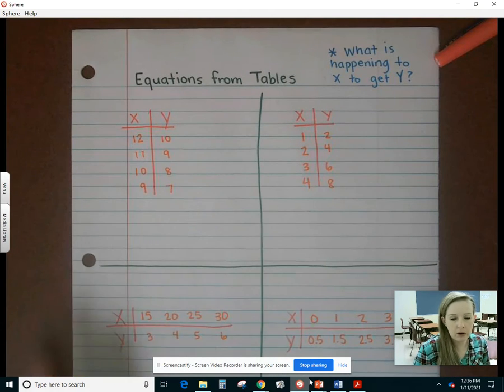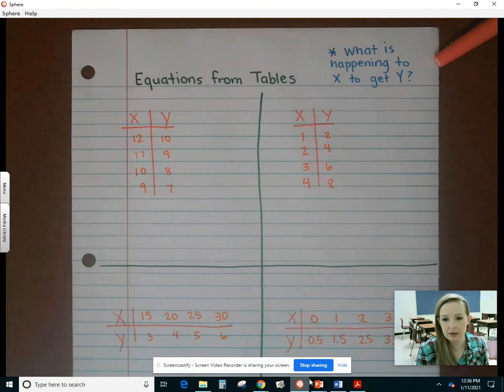Okay, so today we are talking about equations from tables, which means you're going to be given a table and you're going to be asked to write an equation to represent what's happening in the table. So if you remember, we've been talking about these types of tables in our x and our y, and you'll remember that your x is your independent variable and your y is your dependent variable. And this is an input-output situation.